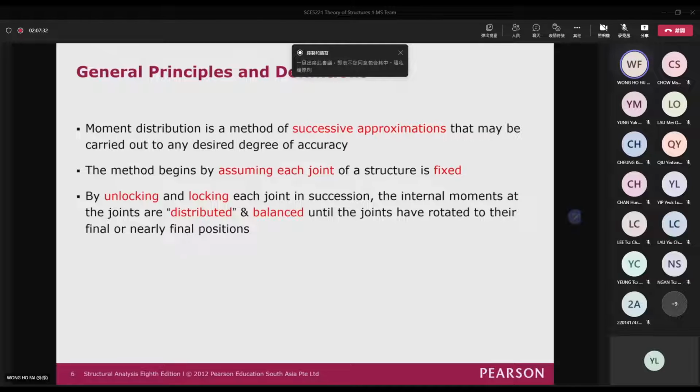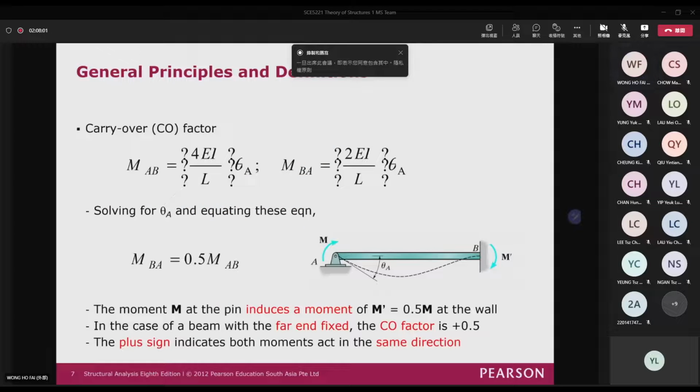Now for this one, assume that you have a structure of continuous beam. First of all, you will lock each joint. And then afterward, you will unlock each joint and then distribute the moment within the members. I will try to explain step by step, and let you know how to perform this kind of analysis.